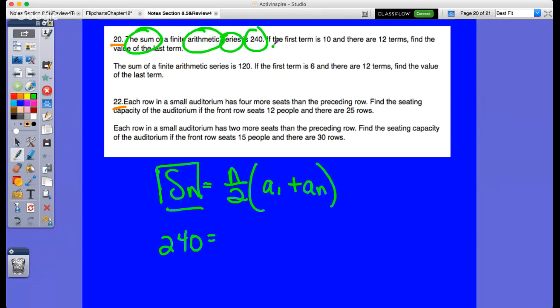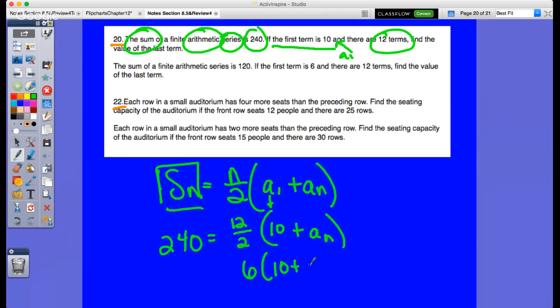Now it says if the first term is 10, okay, so this is a sub 1, we could plug in 10 for a sub 1. And there are 12 terms, 12 being n, right? So we got 12 divided by 2. Find the value of the last term. So what is the last term? The last term is a sub n. Well, what could we simplify? Well, we could actually simplify this 12 over 2 to get 6 here. Okay, so we've got this mess.